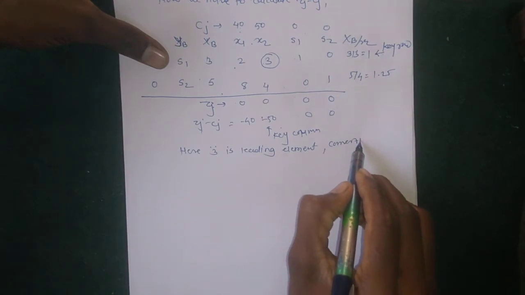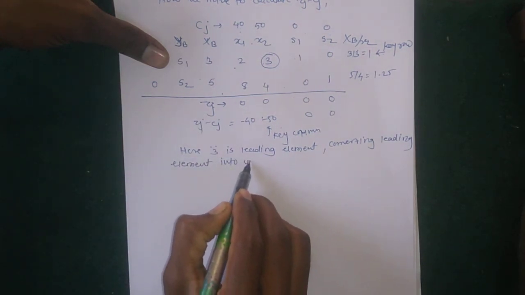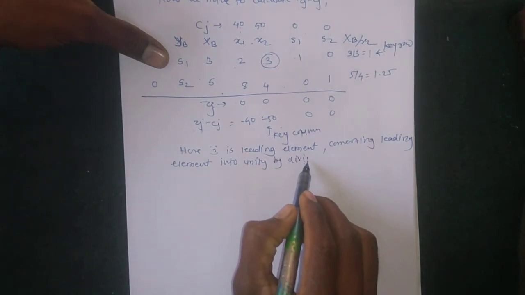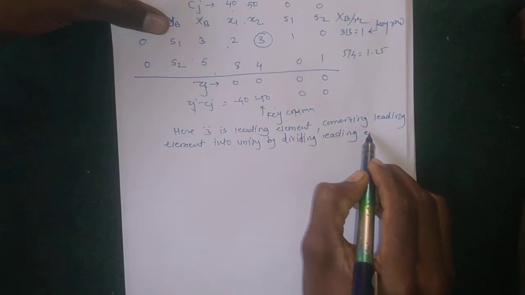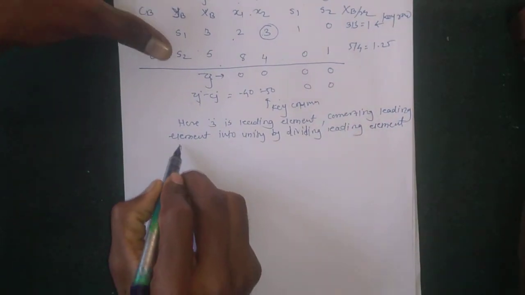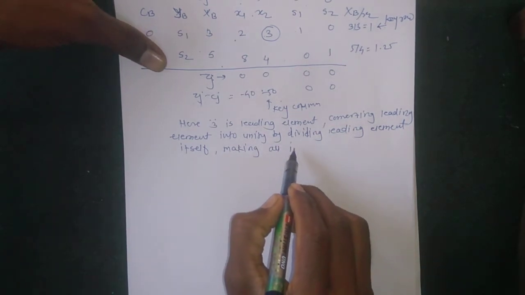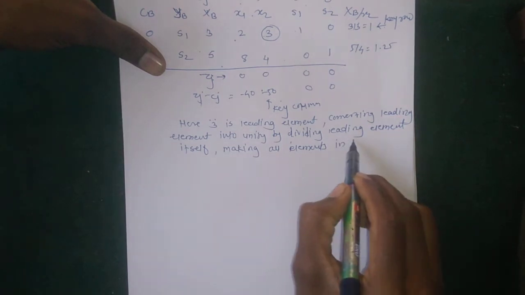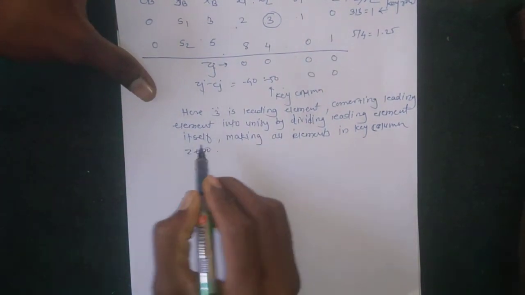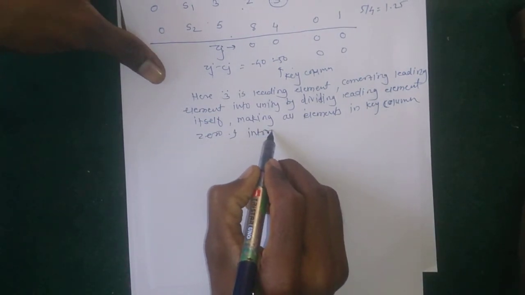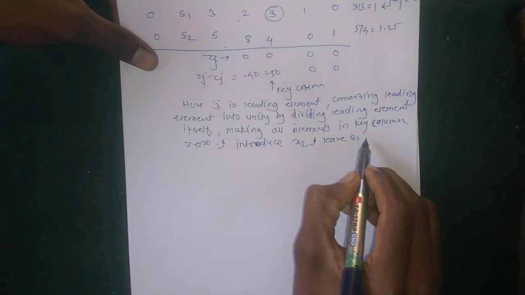Convert the leading element into unity by dividing by the leading element itself, and make all other elements in its column 0. Lastly, introduce x2 and remove s1 in yb.